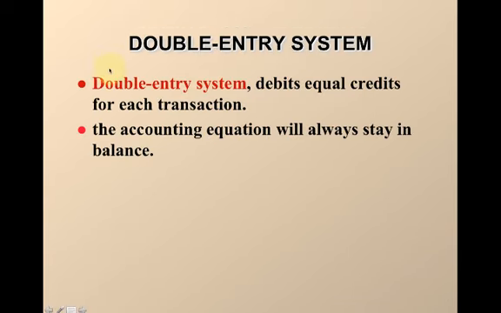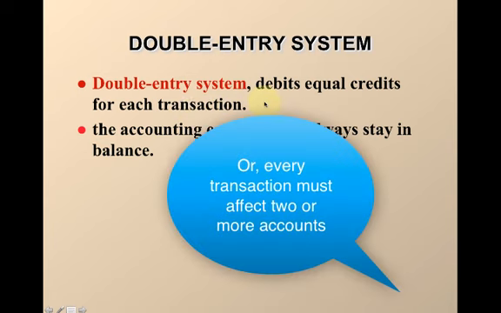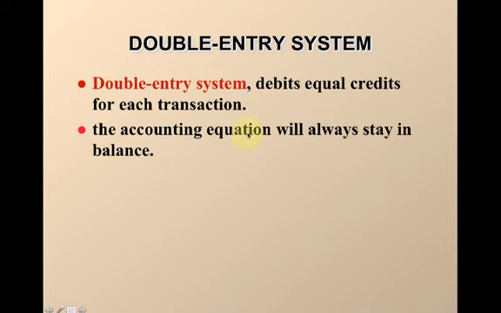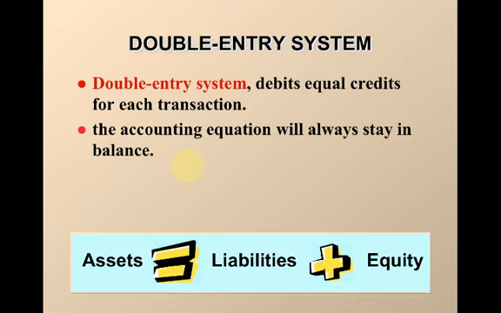Something to remind you of, double entry accounting. We talked about this in grade 11. It means debits always equal credits for each transaction, or every single transaction must affect 2 or more accounts. The accounting equation will always stay in balance. Remember our accounting equation? Assets equals liabilities plus owner's equity, or assets minus liabilities equals owner's equity.